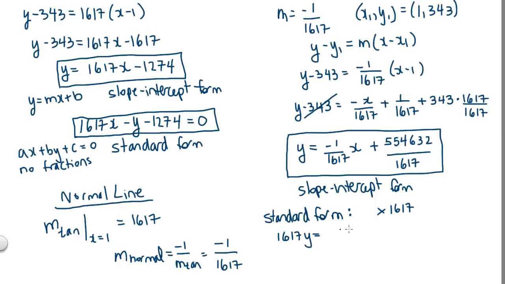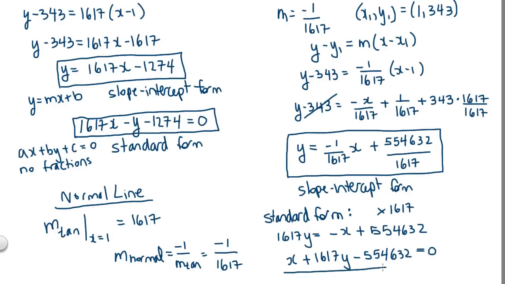1617y is equal to negative x plus 554632. And it's natural here to move it over to the left. And we'd have x plus 1617y minus 554632 is equal to 0. So there is our standard form.